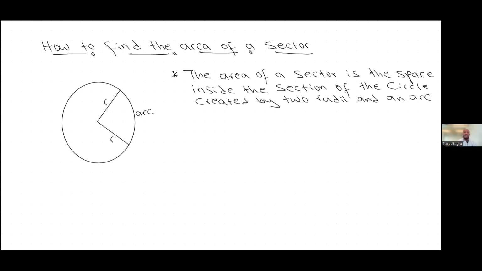And basically, like you can see, the area of a sector is going to be a fraction of the area of the entire circle. I'm going to talk about how to find the area of a circle later, but this is going to be a fraction, all right? So from this diagram, you can see it is a fraction of the area of the entire circle.